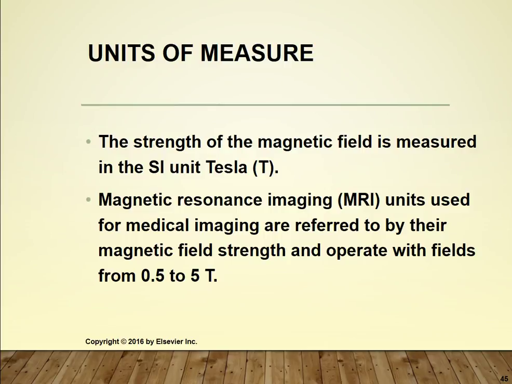Magnetic resonance imaging, or MRI units, that we use in medical imaging are referred to by their magnetic field strength. So when you hear about, or if you ever have to go have an MRI, or once you've gotten into the program and you think that's the field that you want to go into, people look for the strength of the magnet. The higher the strength, the better the quality of the image, but they're more expensive and more prone to accidents, so you have to worry about that.